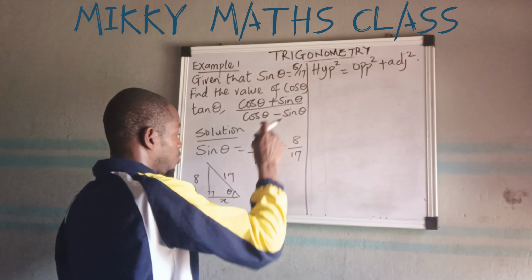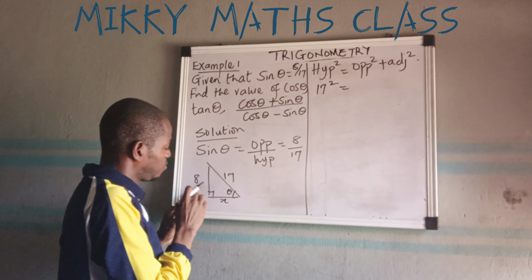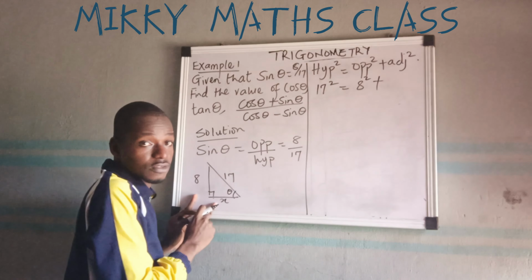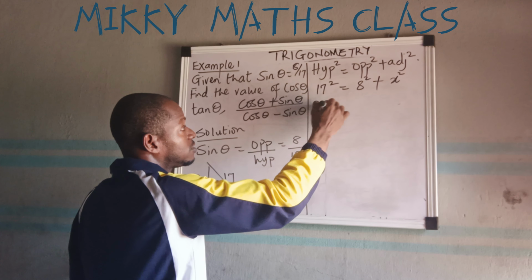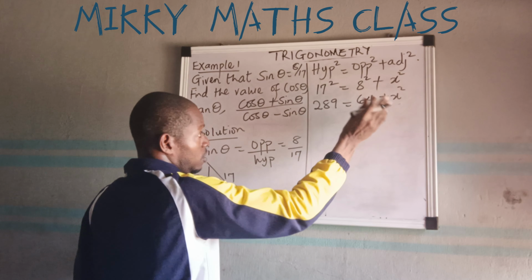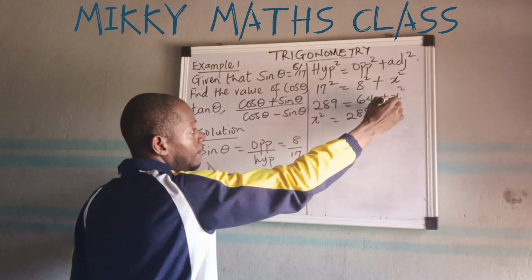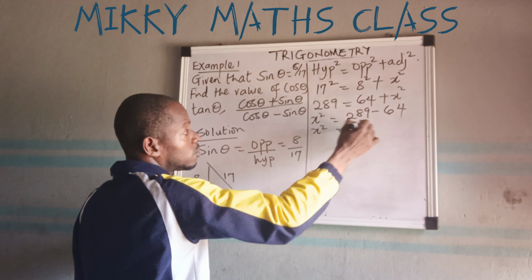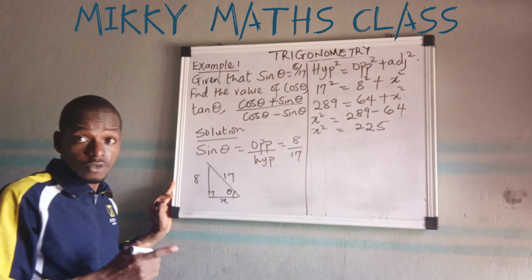So from there, this is 17. 17 square is equal to, our opposite is 8, that's 8 square, plus our adjacent is x, we don't know it, x square. So 17 square is 289, 8 square is 64, plus x square. So when we solve it, our x square will be 289 minus 64. So our x square is equal to 225.